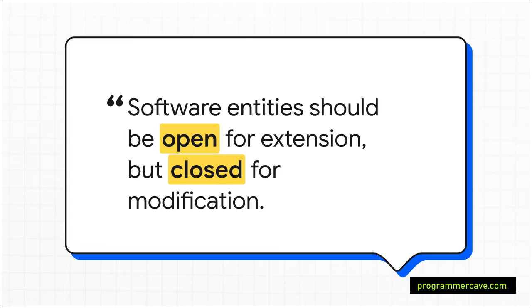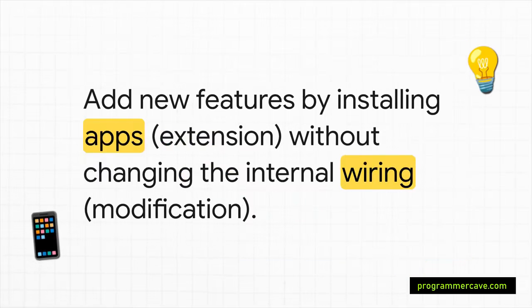Well, it means we should be able to extend a system's behavior, add new features, without modifying its existing, already tested code. You add new code, you don't change old code. And the best way to think about this is your phone, right? You add new capabilities to it all the time by installing new apps. That's extension. What you don't do is take a soldering iron and rewire the phone's motherboard every time you want to play a new game. That would be modification. We want our code to be like the phone, not the motherboard.